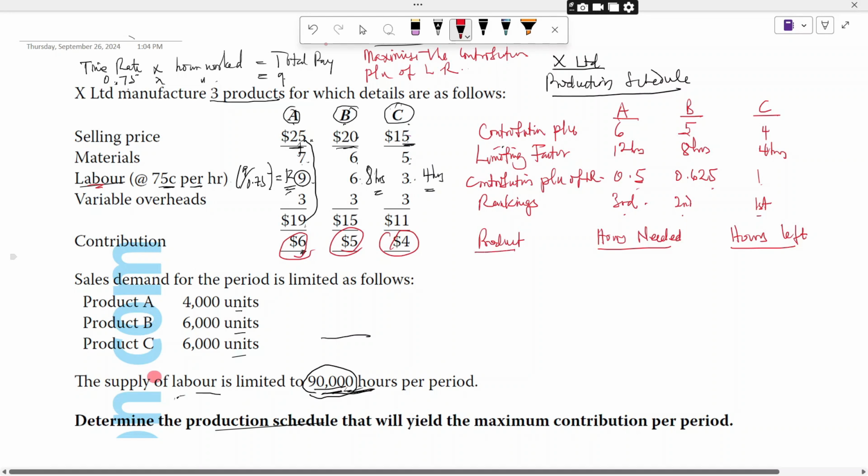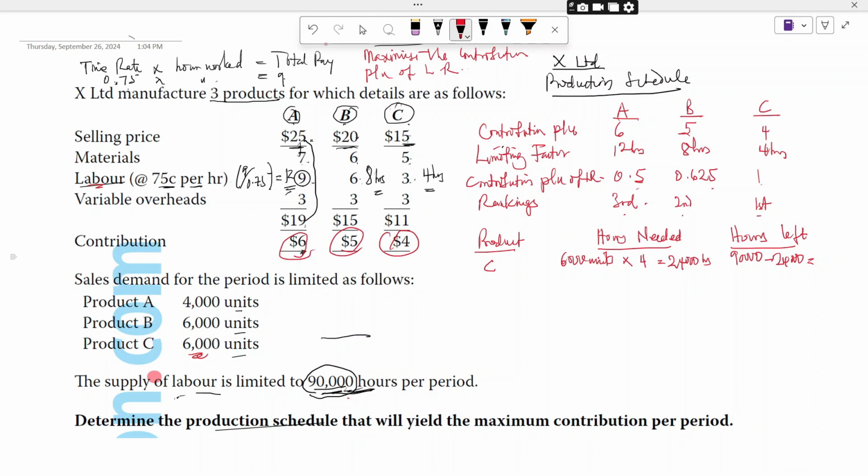So we are going to produce C first. In the question, C needs 6,000 units. Now, how many hours do we need for C, which is 4 hours, giving us 24,000 hours. Now, how many hours left? In the question, you said we have 90,000 hours left. So we are going to start with 90,000 hours minus 24,000 hours, 90 minus 24, giving us 66,000 hours.